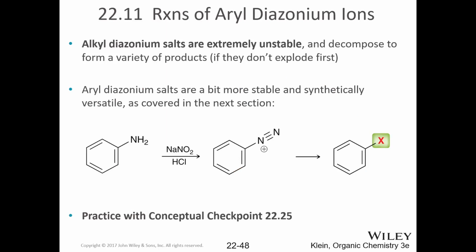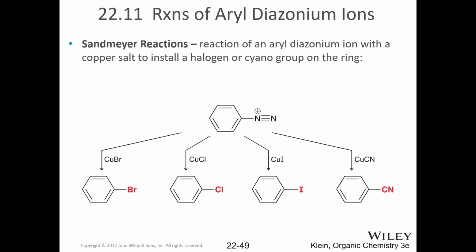So here's where we get the useful stuff, though, what we can actually do with it. Now, we can actually displace that in a lot of different ways. It's called the Sandmeyer reaction. It allows us to put a lot of different things in place. And we talked about it before. We really only dealt with the idea that we could basically use it to make phenol, that we could replace that with an OH group using water. But that's not the only thing we can do.